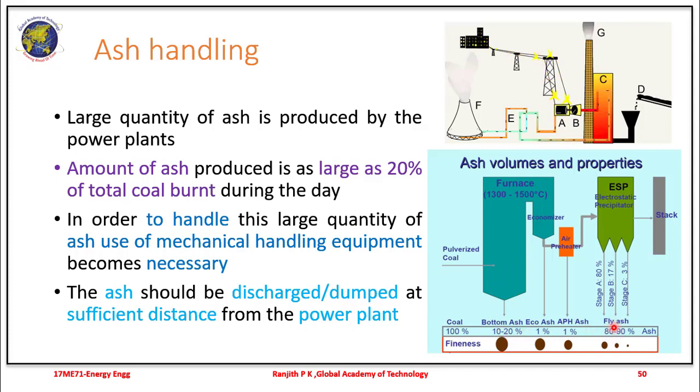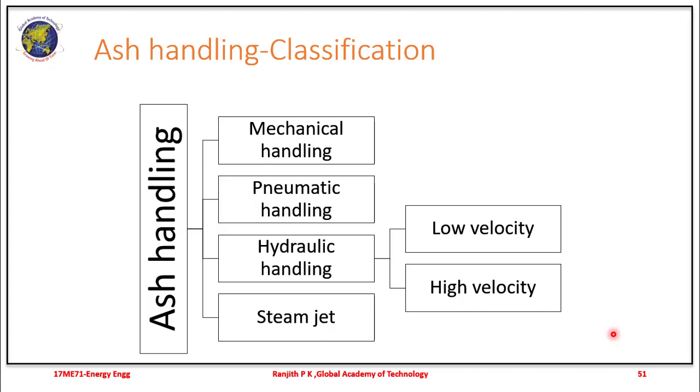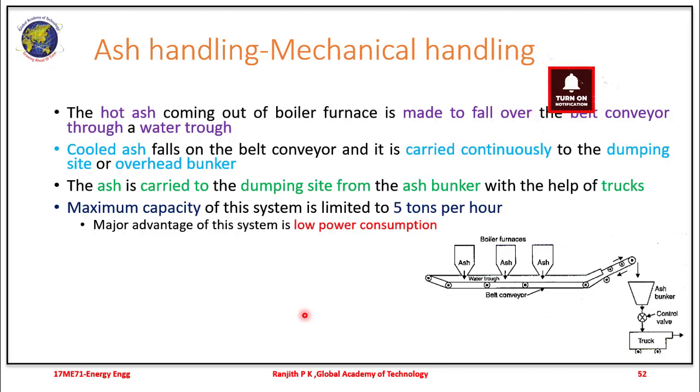A breakup of the typical ash numbers that is produced. So here it is the maximum in the electrostatic precipitator, that the ash is extracted in the order of about 80 to 90%. So the ash handling could be either through mechanical handling, pneumatic handling, hydraulic handling, which is further either low velocity or high velocity, and then steam jet handling.